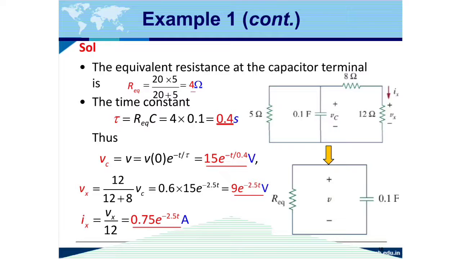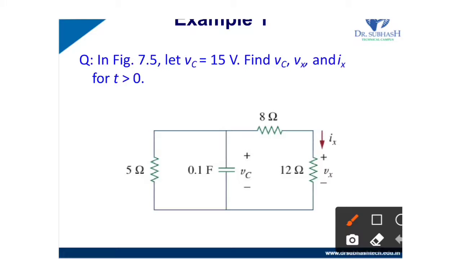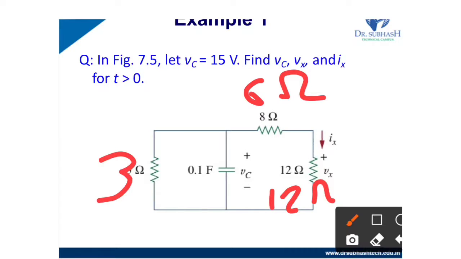You can do homework by changing the values of the resistors: this is 6 ohm, this is 12, and this is 3 ohm, and you can do this example again as homework for your better understanding.